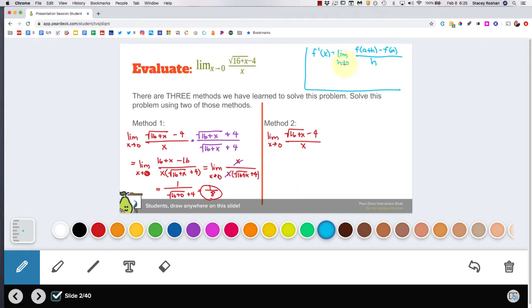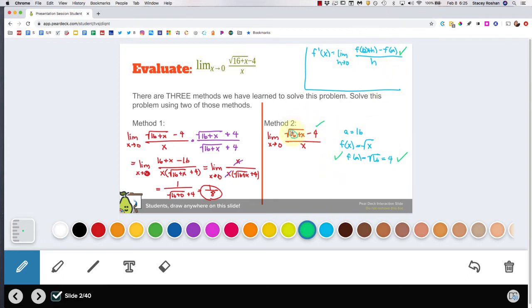So if it is the right form, then my f of a plus h, my a would be 16. And what am I doing to my a plus h? I am square rooting it. So my f of x would be just root x. Now, to see if it's of the right form, we would have to check out that this is actually f of a. Here's our check. F of a in this case is root 16, right? Which is 4. So yes, it checks out. Yes, it is of this form.